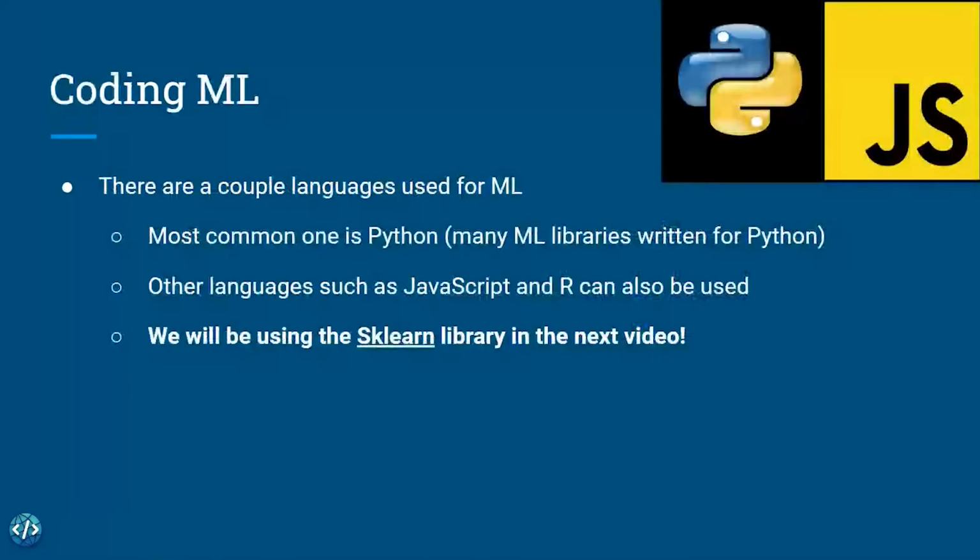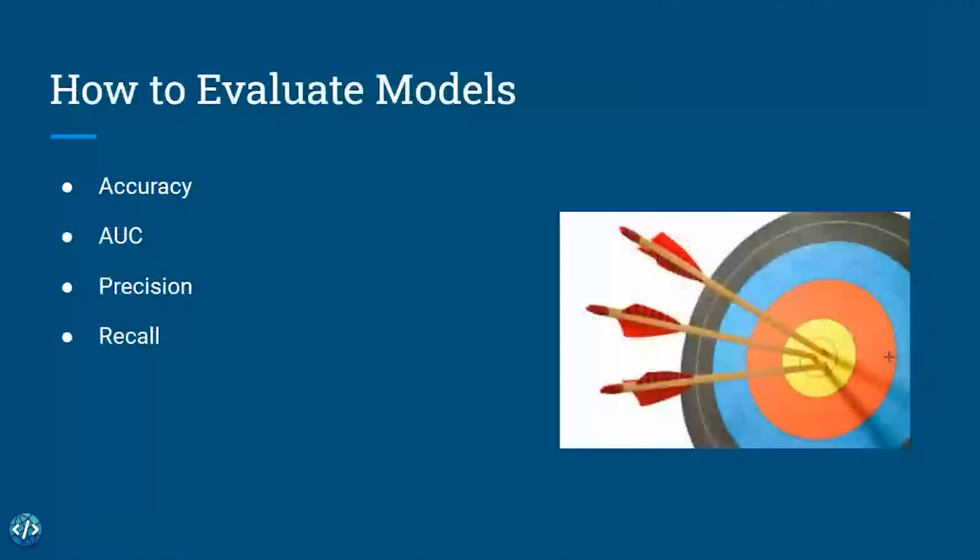How can we code ML? There are a couple of languages used for ML, and the most common one is Python, and the reason is because there are many libraries written specifically for Python. You can also use other languages like JavaScript and R, but we will be using Python and the sklearn library for the next video with linear regression.